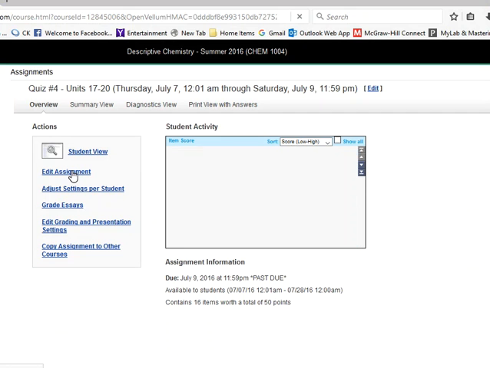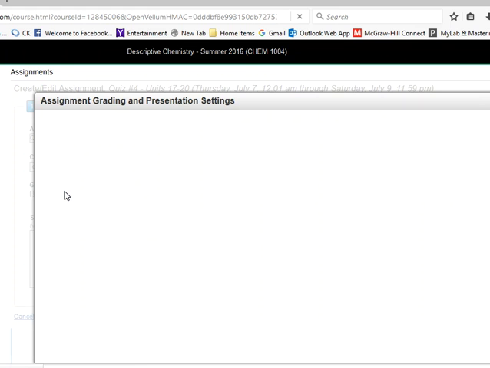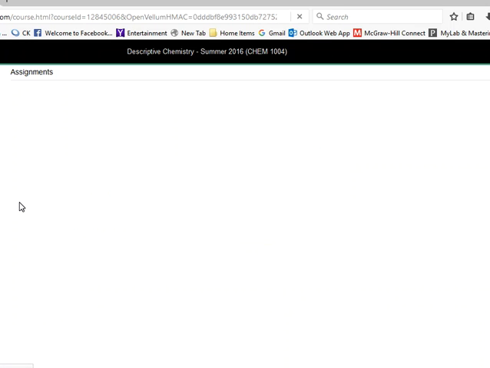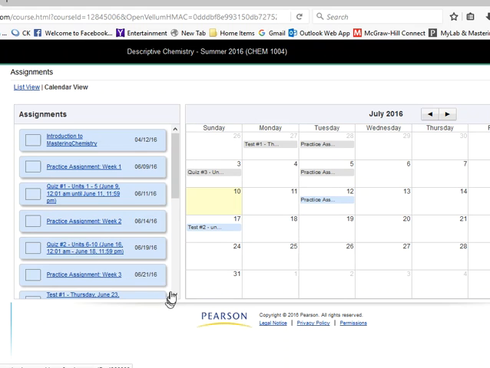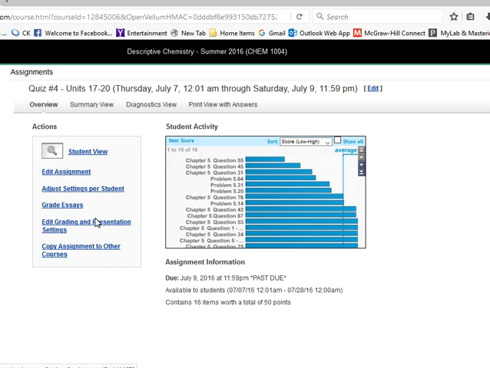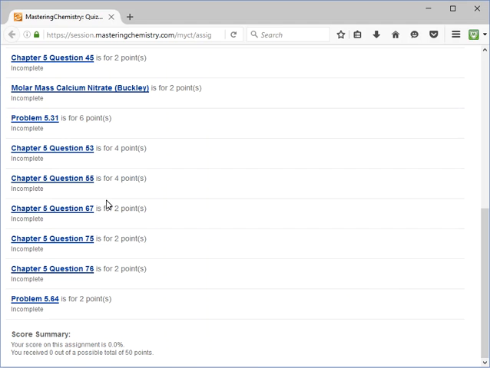Edit the assignment. You put the numbers up here so I can see them. Edit the settings. And security, and I don't want to hide the item titles anymore. We'll save that, and I tell it okay. Then I go back to my assignments. Quiz number four. Oops, no, that's not it. Quiz 4 right here. And then quiz 4. We have about 5 or 6 of these, something like that, picked out. And it looks like this one, question 55. Right there.